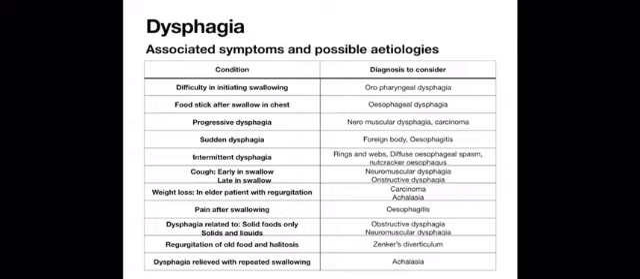When a patient presents with cough early in swallow, the patient might have a neuromuscular dysphagia. When late in swallow, they might have an obstructive dysphagia. Weight loss in an elderly patient with regurgitation is usually seen in carcinoma of the esophagus or in achalasia. Pain after swallowing is seen in esophagitis. Dysphagia related to solid foods only is seen in obstructive dysphagia. Solids and liquids is seen in neuromuscular dysphagia. Regurgitation of old food and halitosis is usually seen in patients with Zenker's diverticulum. Dysphagia relieved with repeated swallowing is seen in patients with achalasia cardia.